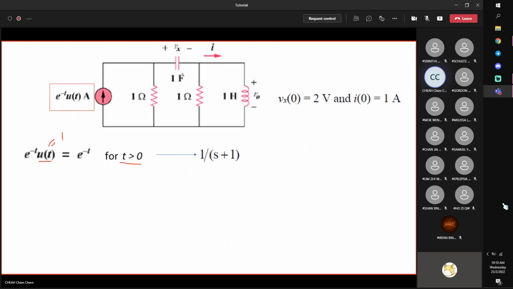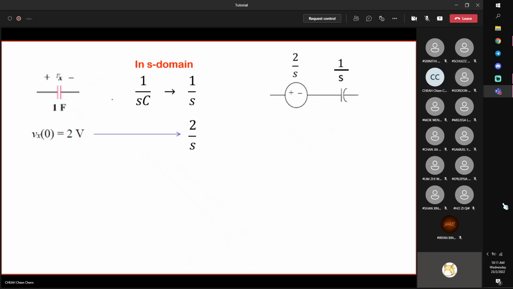What about the energy storage elements? There are 2 of them. Let's look at the capacitor first. Capacitor is 1 over sC, C is equal to 1, so 1 over s. Then remember initial voltage 2 volts. Check the tables: constant 2, Laplace domain 2 over s. So add this 2 over s. Now this one you can put on either side, it doesn't matter, it's in series. And then we have the model of the capacitor in Laplace domain.